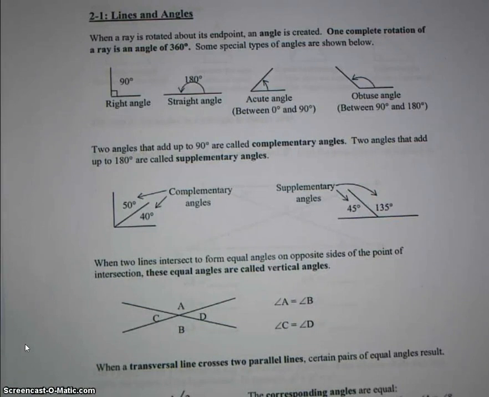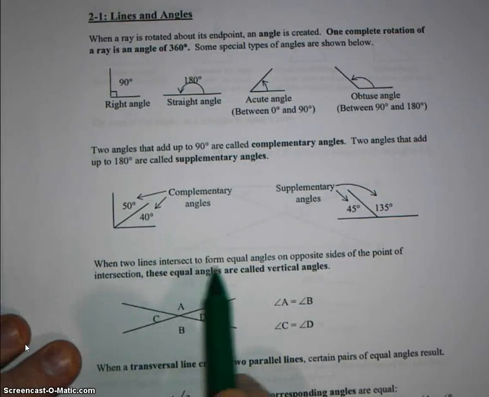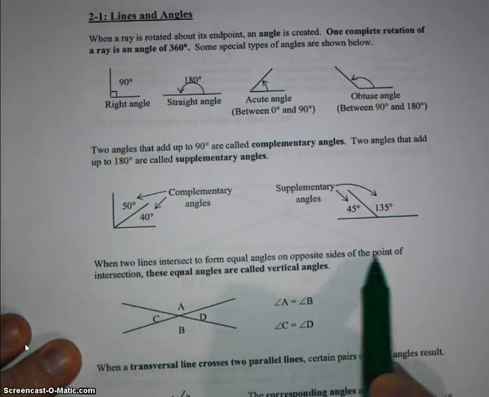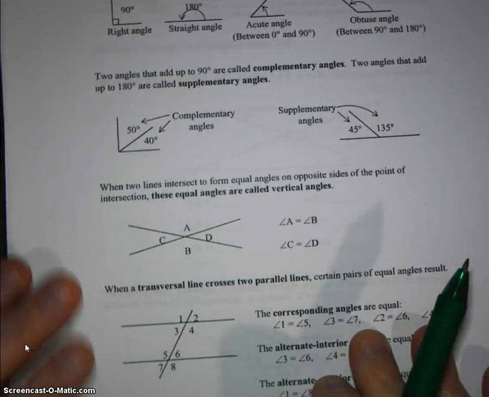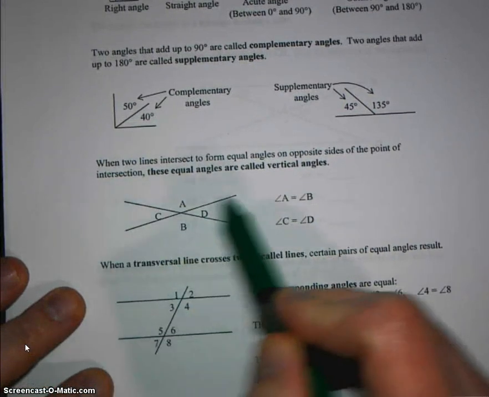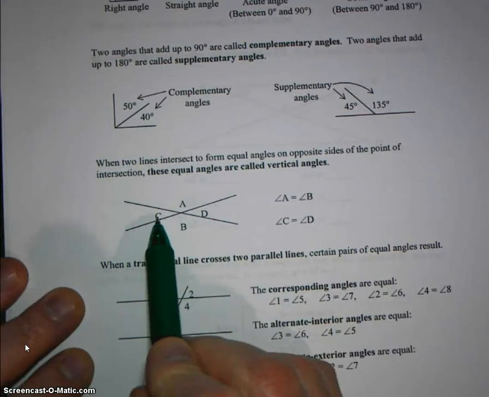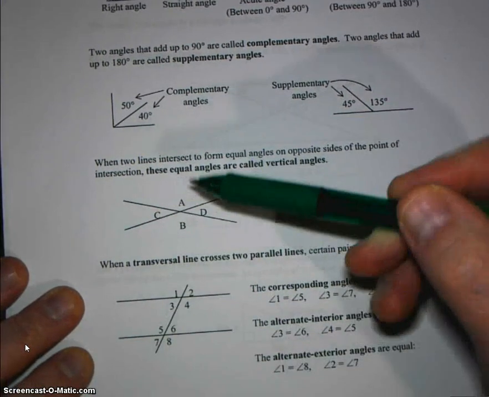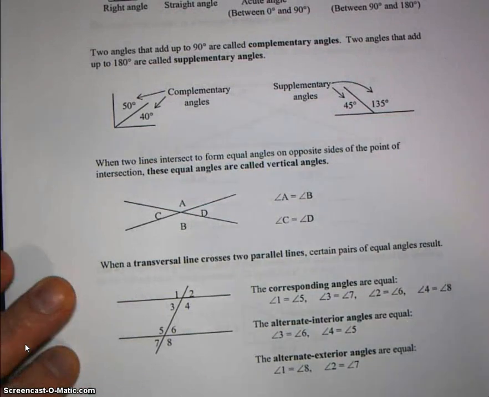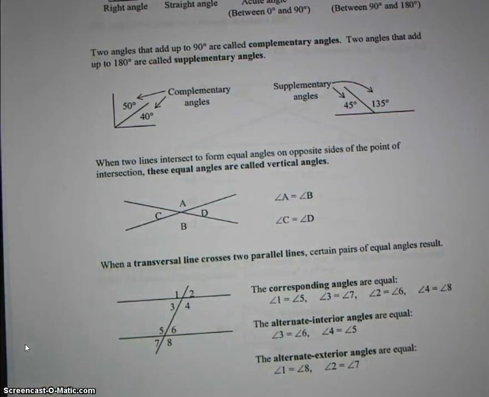Okay, then there are some famous theorems you might remember from geometry if you took that in high school. So, when two lines intersect to form equal angles on opposite sides of the point of intersection, these angles are called vertical angles. So in other words, if you draw two lines, angle C and angle D will always have the same measure, and angle A and angle B will have the same measure. Those are called vertical angles.